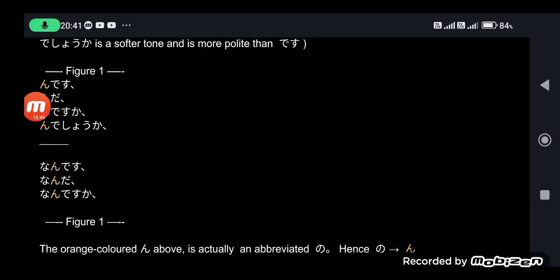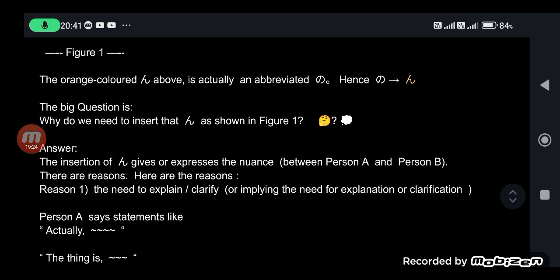Figure 1 here, we can see that the N is highlighted in colored font, orange colored font. So undes, unda, undeska, undeshoka, nandes, nanda, nandeska. So remember this figure 1, and we are emphasizing the N. So actually this N here is an abbreviated no. So in figure 1, the orange colored font for N above is actually an abbreviated no, hence N.